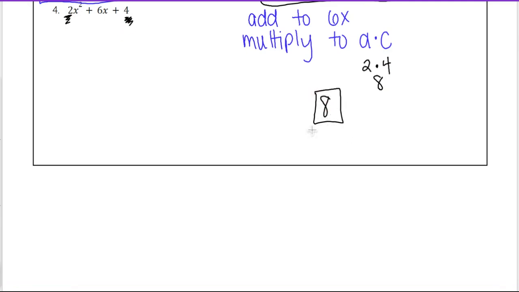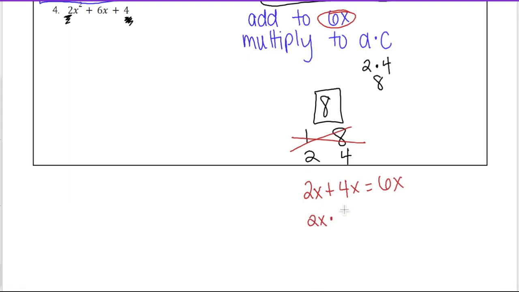So the factors of 8 are 1 and 8 and 2 and 4. I need to figure out how I can get 6x by adding or subtracting one of these pairs. 1 and 8 will never add or subtract to give us 6, but with 2 and 4, we can get 6. We need them to be positive 6 when we add them together, and positive 8 when we multiply them together. So they are both going to be positive because 2x plus 4x gives us 6x, and 2x times 4x gives us 8x squared, which is a times c.